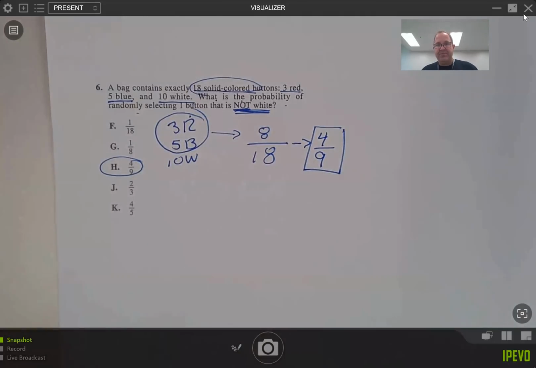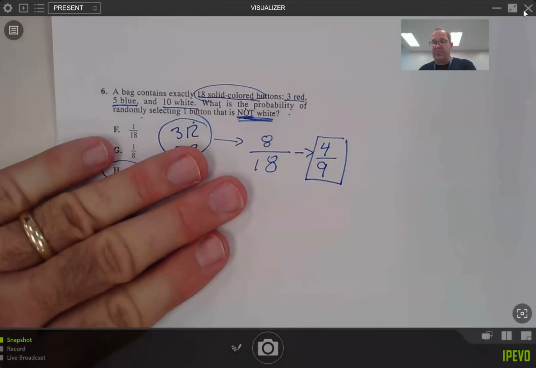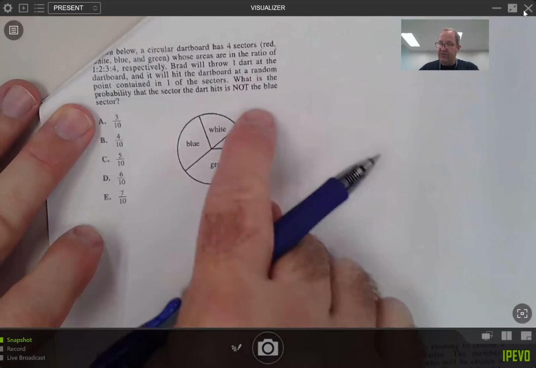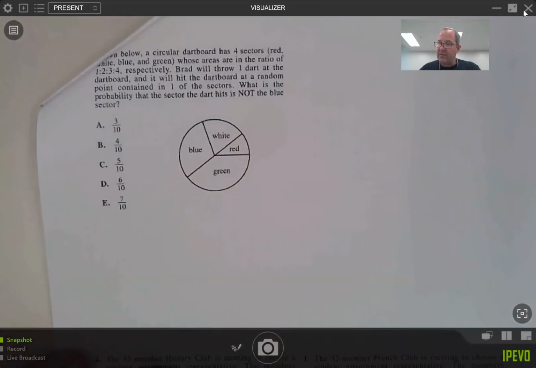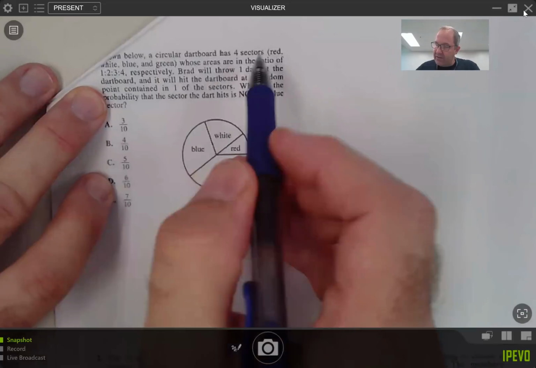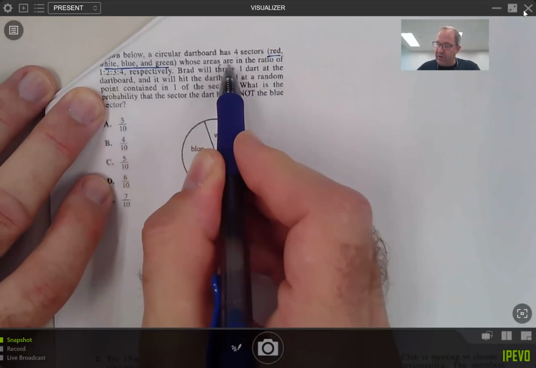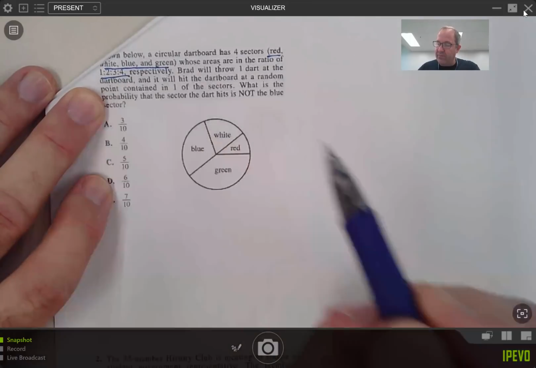Okay, not too bad. Sometimes ACT gives it to us graphically. So let's look at this one. Here's a graph. It's drawn to scale. And it's a dartboard. And they tell us something here that the sectors red, white, blue, and green, whose areas are in a ratio of 1 to 2 to 4.